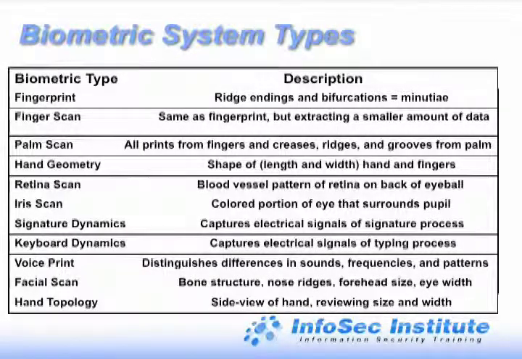These are the types of biometrics. You have your fingerprint, which is ridge endings. In that area there's also finger scan, same as a fingerprint, but extracting a smaller amount of data. There's the palm scan, which is all prints from fingers and creases, ridges, and so forth. There's the hand geometry, which is the shape and length of the hand and fingers as well.